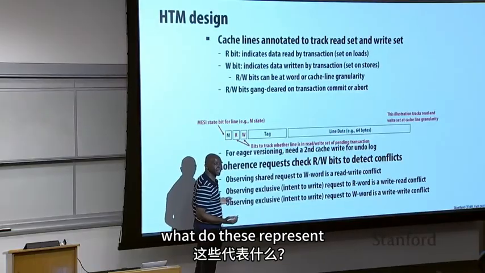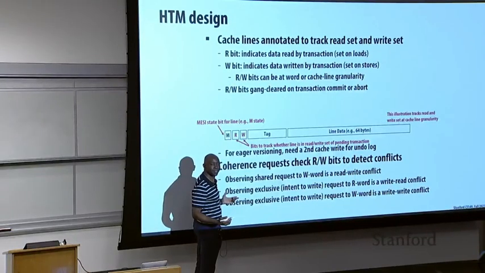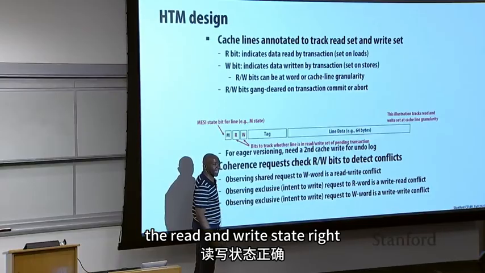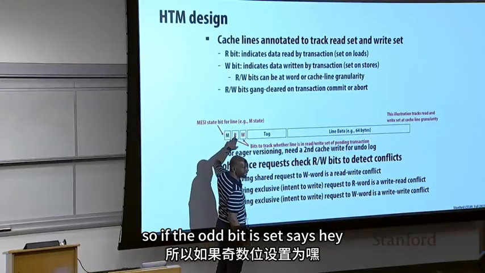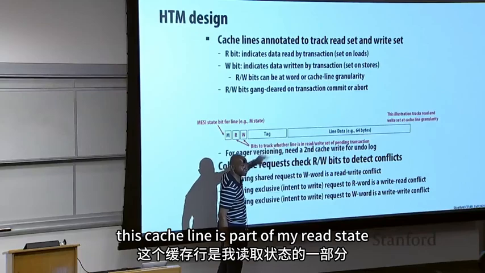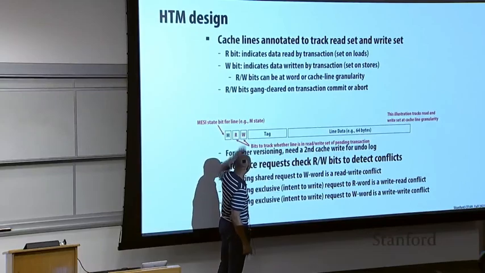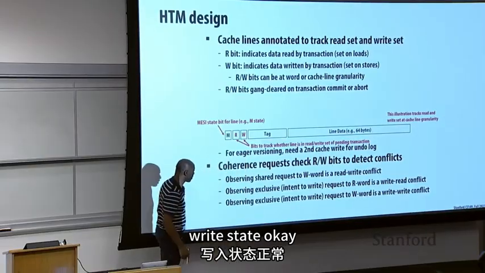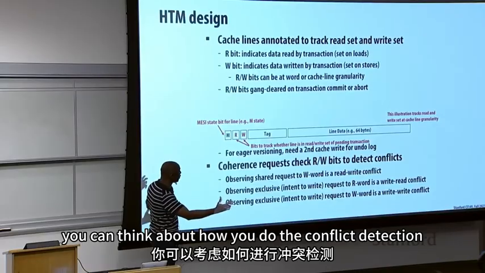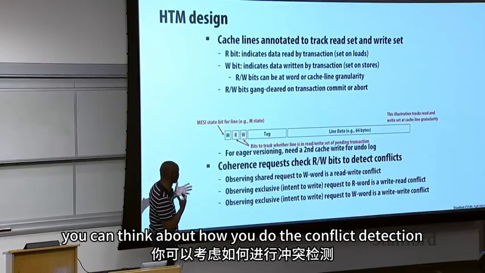What do these represent? The read and write state, right? So if the R bit is set, it says, hey, this cache line is part of my read state. If the W bit is set, it says this cache line is part of my write state. Okay? So then now you can think about how you do the conflict detection, right?